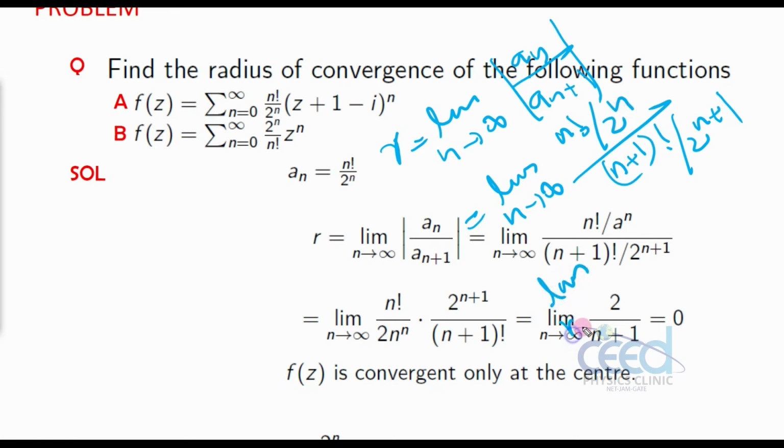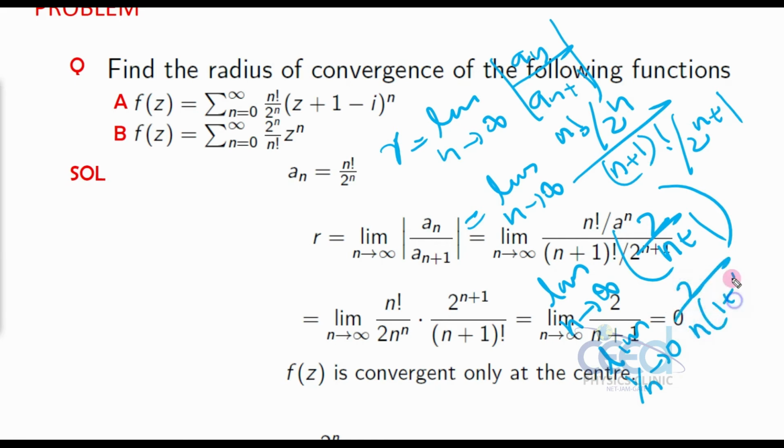Finally I can write the limit as n tends to infinity of 2 by (n+1), right? What is 2 by (n+1)? When I am taking this limit as n tends to infinity, 1 by n tends to 0, right? So if I take an n out, that is 2 by n into (1 + 1 by n). Now if I put 1 by n as 0, the entire term will be 0, right? So this term will be 0, which means this function is convergent only at the center.